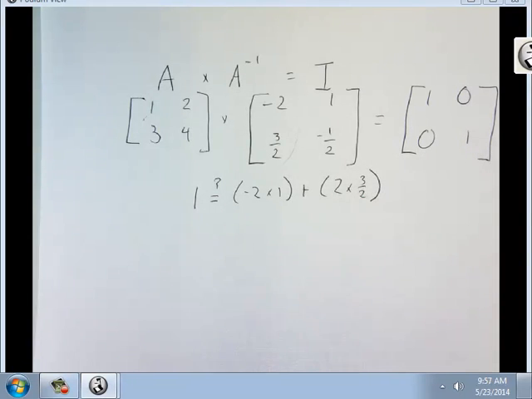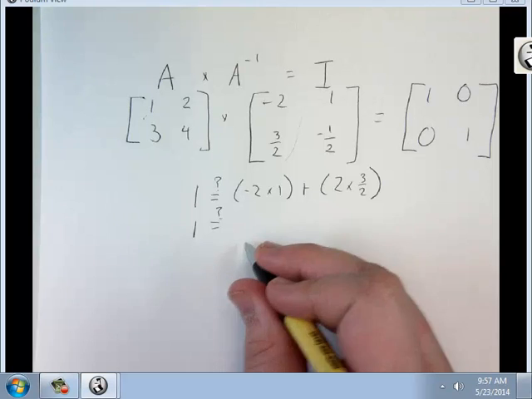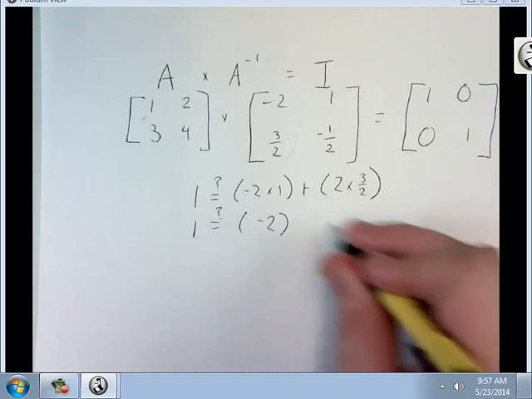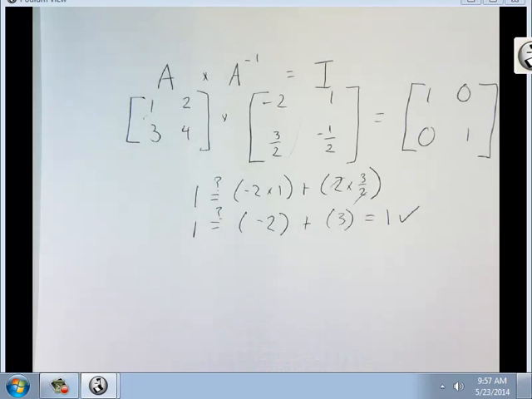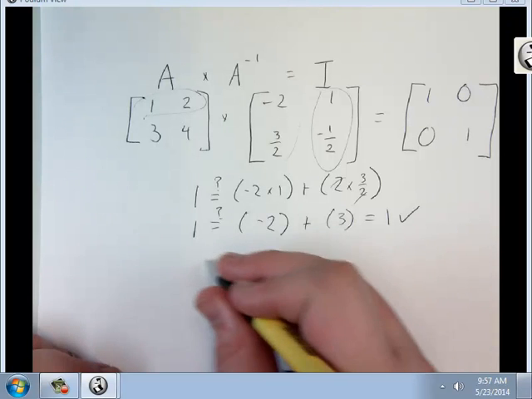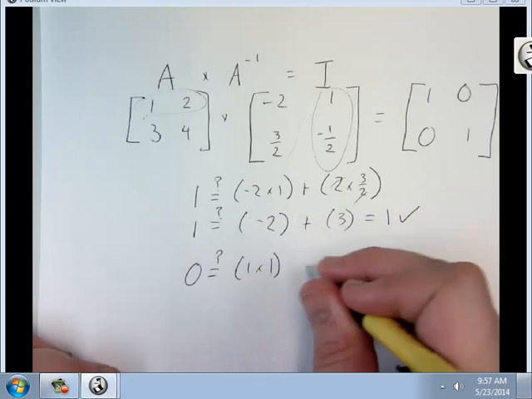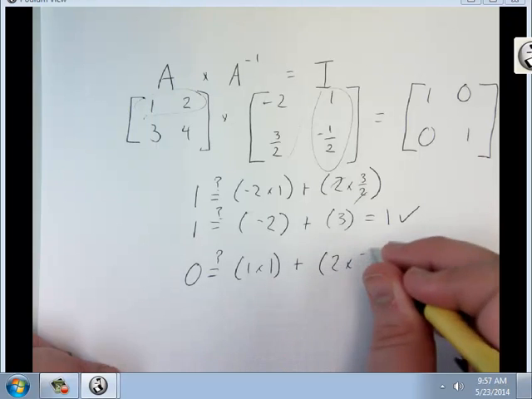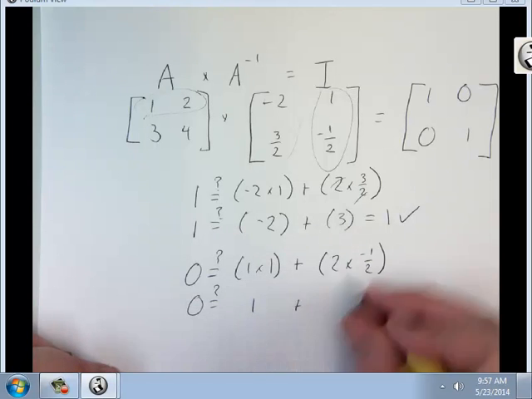Does 1 equal, by the way, that's a question mark if you can't tell, negative 2 plus 3? That does equal 1. Now we're going to do the next set. Does 0 equal 1 times 1 plus 2 times negative 1 over 2? 1 plus negative 1 does equal 0. Look at that, it's working.